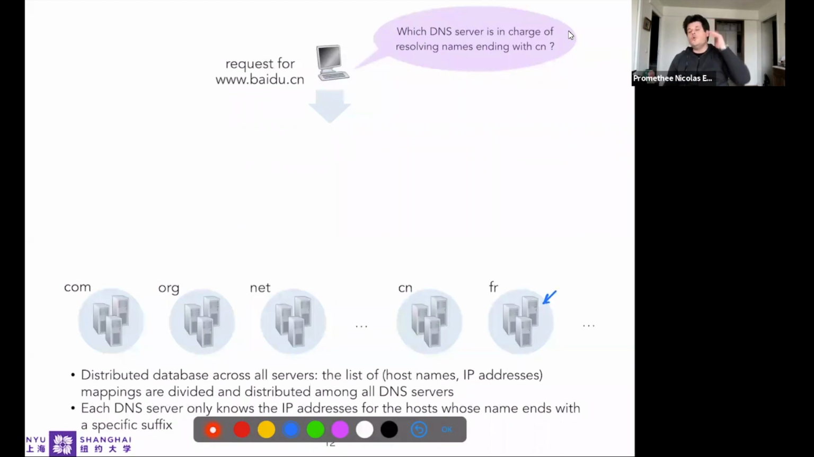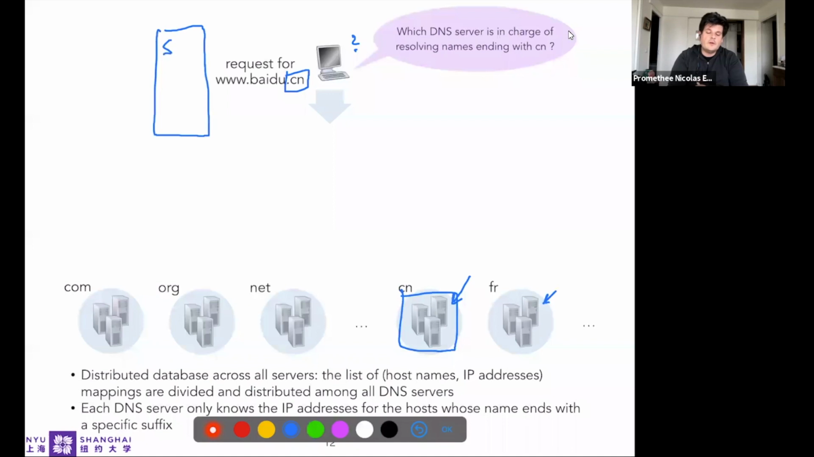But now the new question we have: this is scalable only if, when I have a name here, I can be redirected to the right server. So how can a client know which server it should request depending on the name? Let's make an assumption: we have a list of all the servers for CN, the servers for COM, and so on, and the IP addresses of those servers.